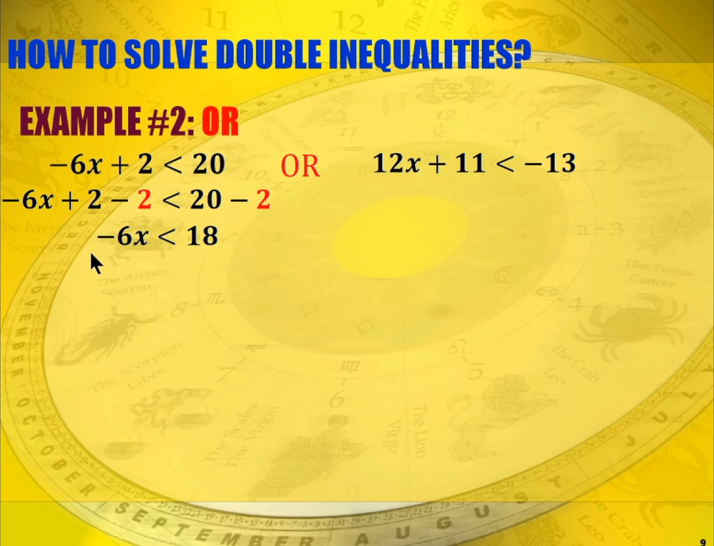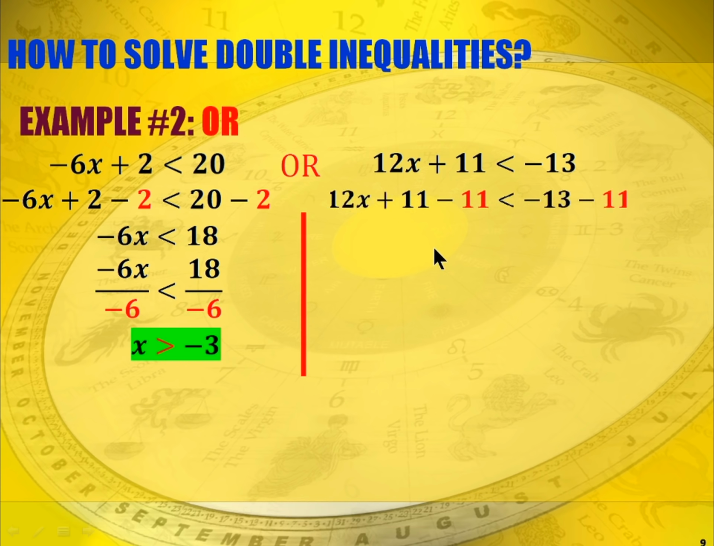We'll divide both sides by negative 6, so this cancels. Take note that we are dividing by a negative number, so we're going to change the direction of the inequality symbol, from less than it will become greater than. So our solution set would be x is greater than negative 3, because 18 divided by negative 6 is negative 3.